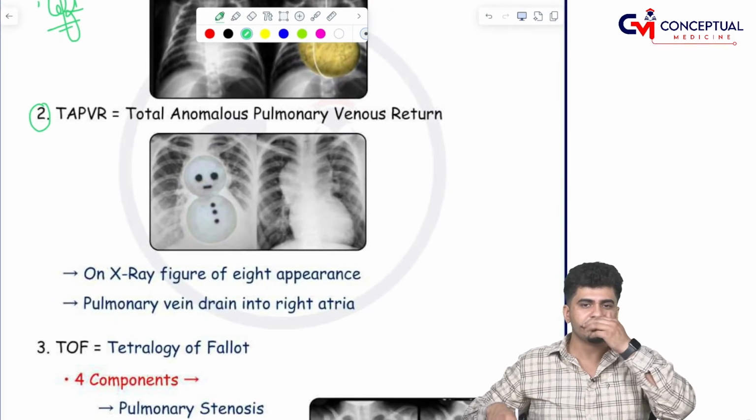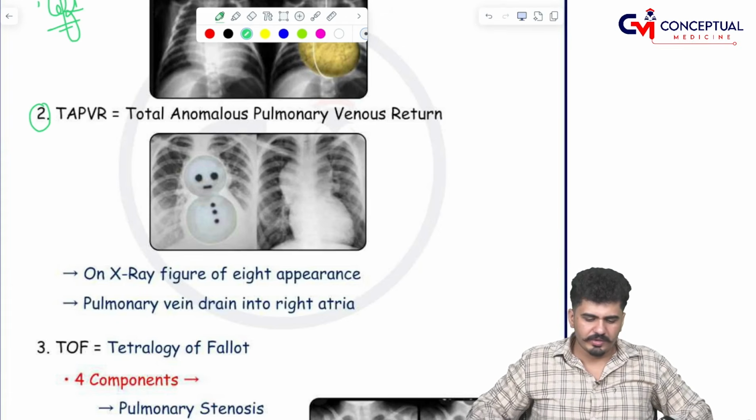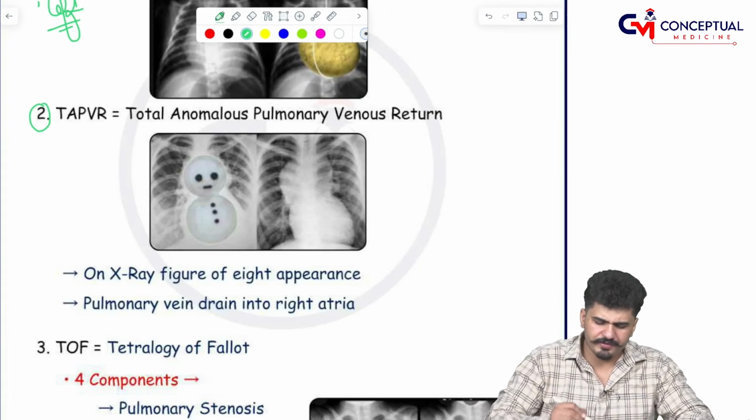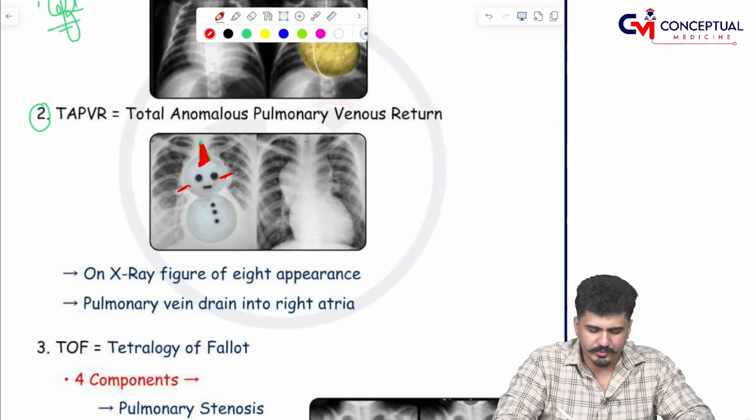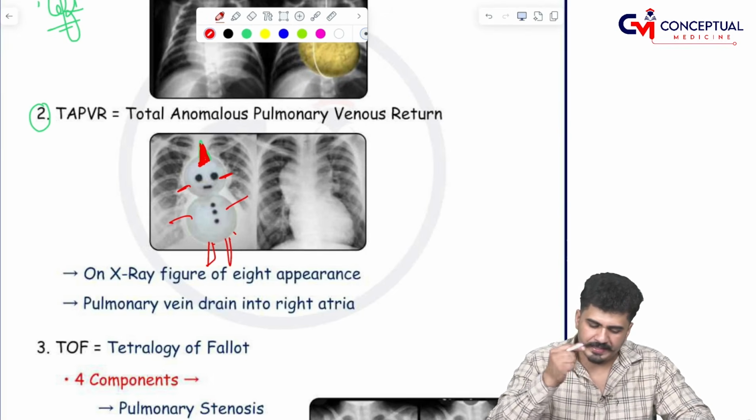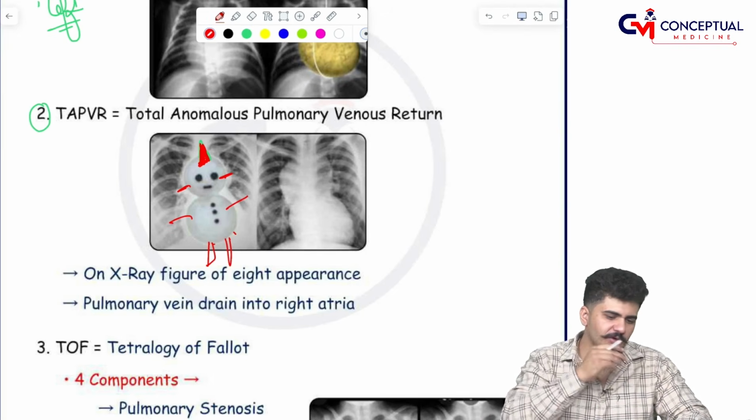Somewhere it is called TAPVC also. TAPVR, what is happening, sir? Figure of 8 appearance or snowman appearance. Yes, I'll draw the snowman for all of you. This is called snowman appearance. Now this snowman appearance, why is this so, my dear friends?